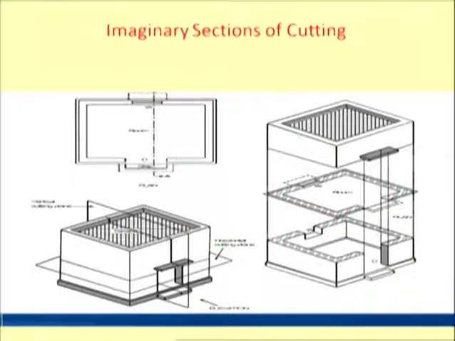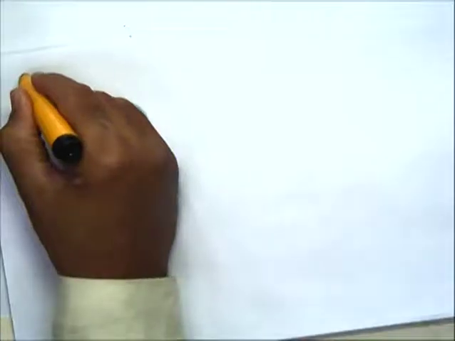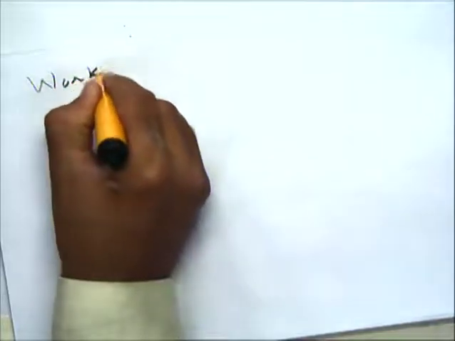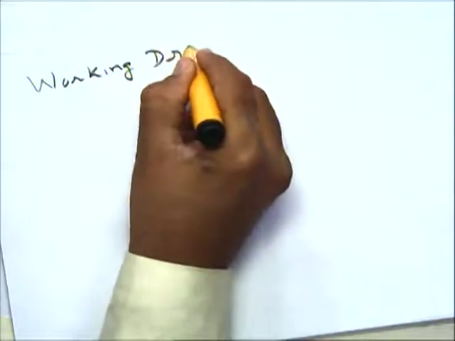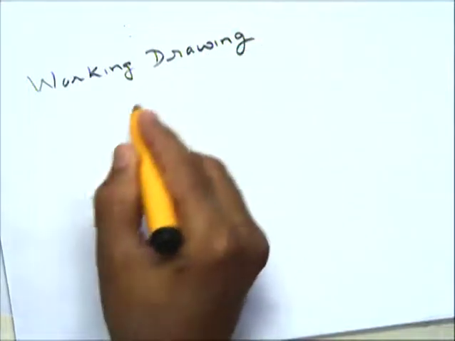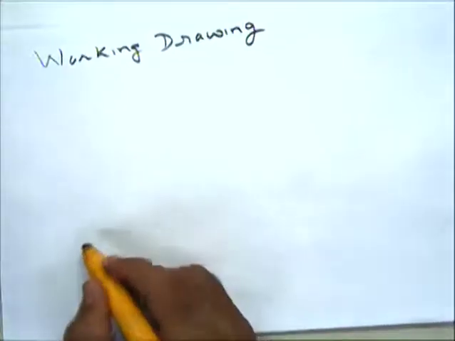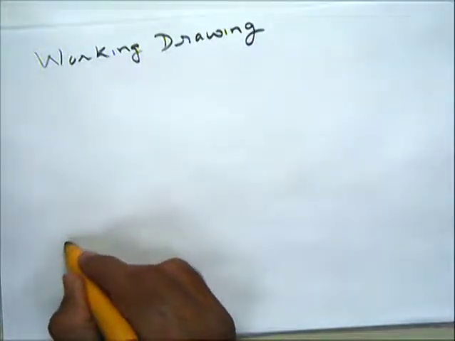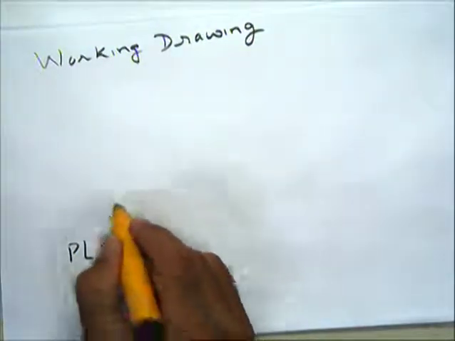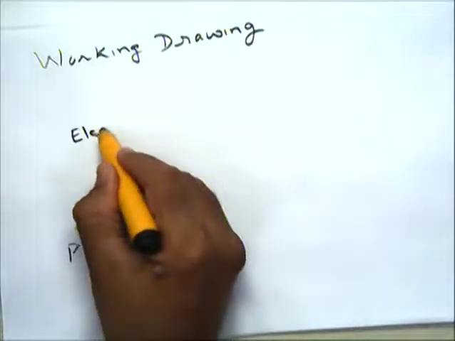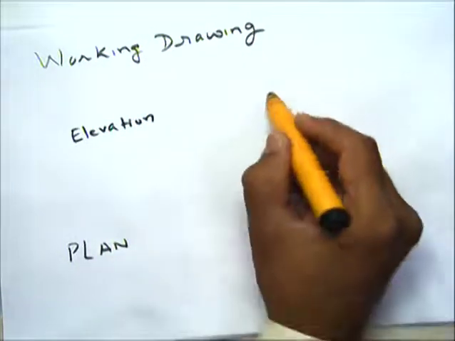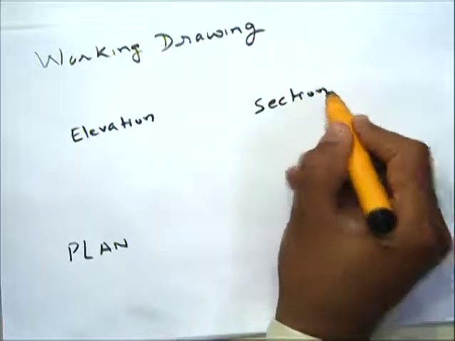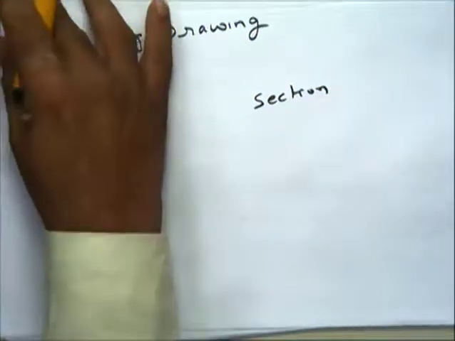And now we will come to civil engineering drawing, how to create the working drawing, particularly the architectural drawing, also known as the working drawing. In our previous session we have seen that at the bottom here you have to draw the plan, here you have to draw the elevation, and here we have to draw the section.